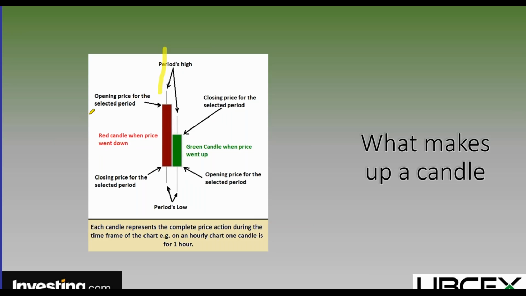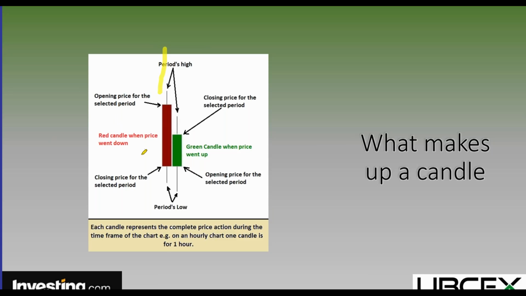So a candlestick shows you the open, the high, the low, and the close for whatever time frame you're using in your chart. So if you're using a 1 hour chart, it shows you the open, the close, the high, and the low that took place in that 1 hour. If you're using a 1 day chart, it's the open for the day, the close for the day, the high and the low for the day. If you're using a 15-minute chart, the same thing.